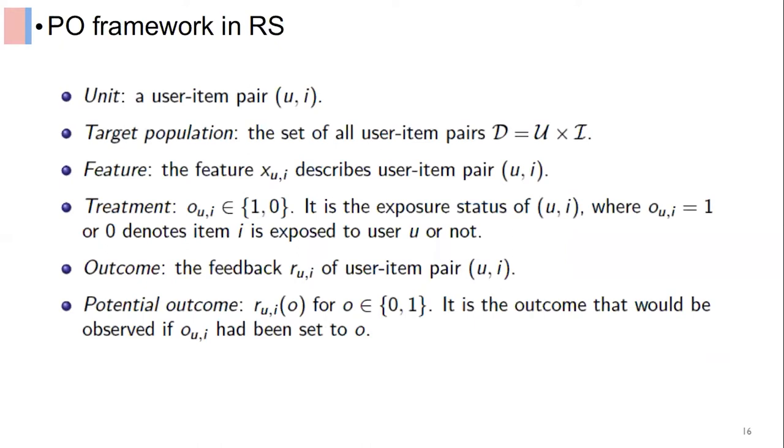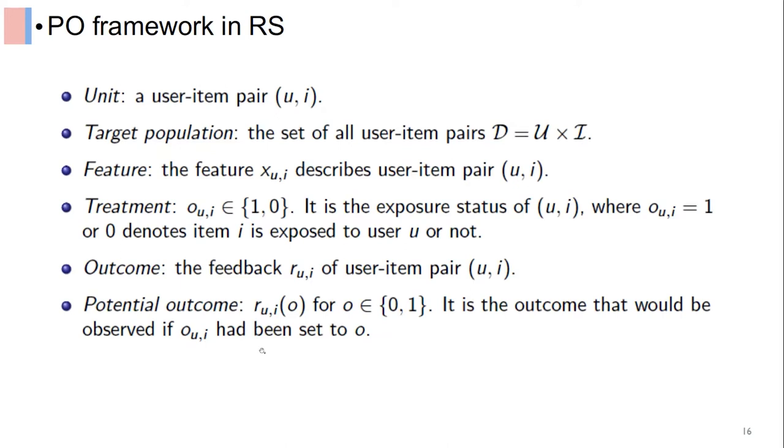Now, we return to the recommender system. In a recommender system, a unit is usually a user-item pair. The target population usually consists of all user-item pairs. We denote it as D. The treatment is often the exposure status denoted as O_ui. It is a binary variable where O_ui equals one or zero denotes the item is exposed to user u or not. The outcome is the feedback of a user-item pair. We denote it as R_ui.